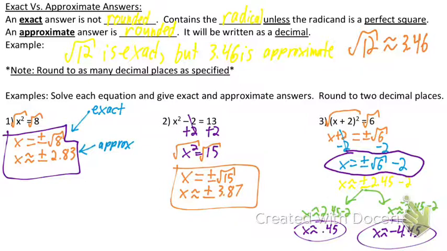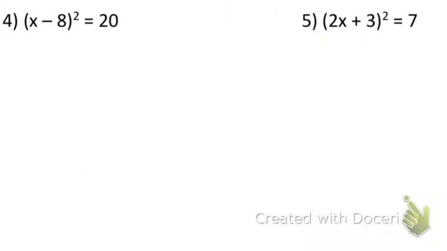I'm going to have us do 5 real quick. Okay, we're going to skip 4. Is the squared term by itself on 5? Yeah, so let's square root. We're going to be left with 2x plus 3 is equal to the square root of 7. Do we know what the square root of 7 is? No, okay, so we just call it the positive or negative square root of 7.